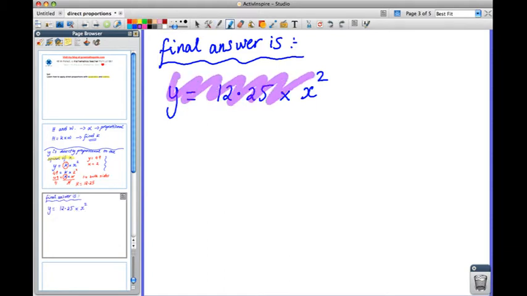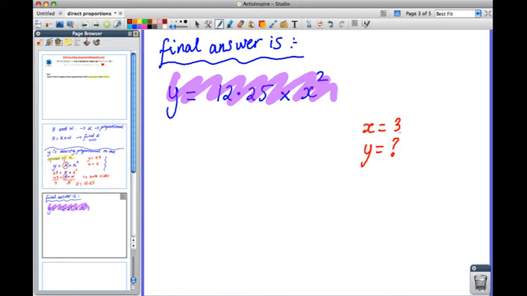Alright, now like I said to you in my previous lesson, once you've got the equation that you're looking for, you can use that to make a prediction. So let's say I want you to figure out what y is equal to when x is equal to 5, or let's make it easy, number 3. So x is equal to 3, what is y equal to?